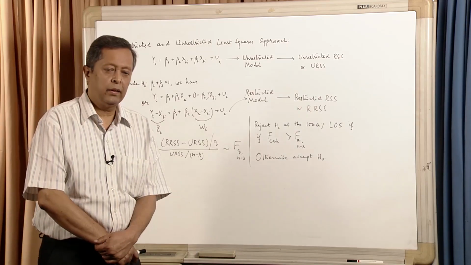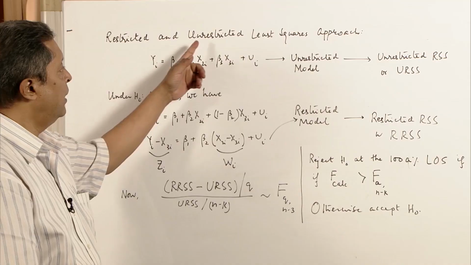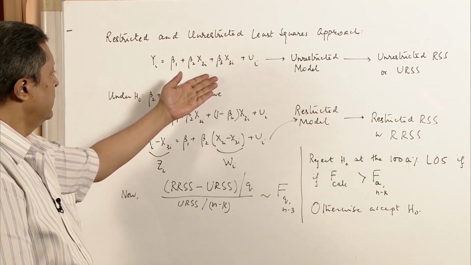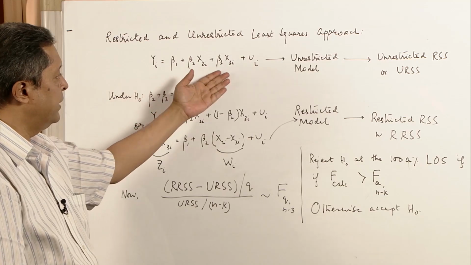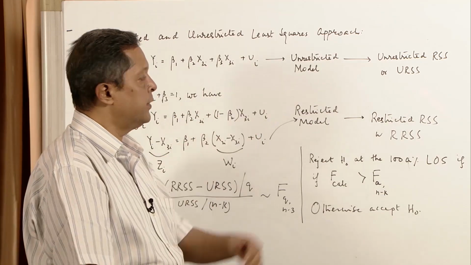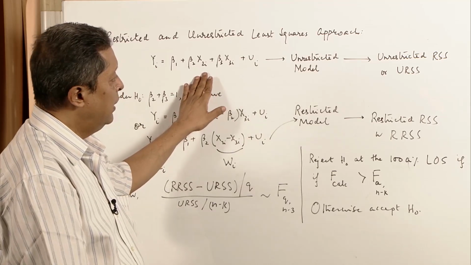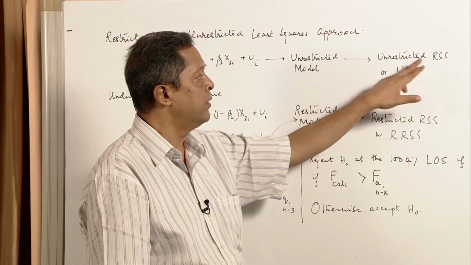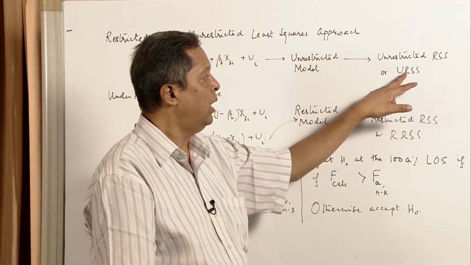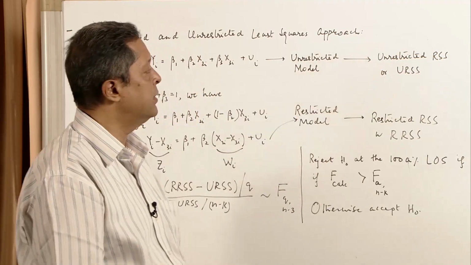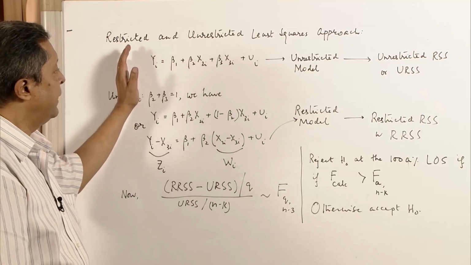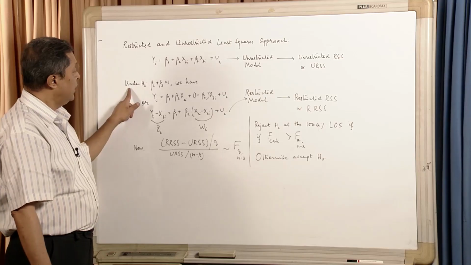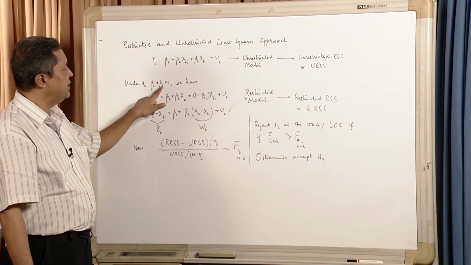Students, now we will take a look at the restricted and unrestricted least squares approach. So, our model is given by this y i regressed on x2 and x3, which is called the unrestricted model. We estimate this model and we calculate the residual sum of squares, which is called the unrestricted residual sum of squares, or URSS. That is the unrestricted residual sum of squares obtained by estimating this model using ordinary least squares as we have learned. But under the null hypothesis, beta 2 plus beta 3 is equal to 1.